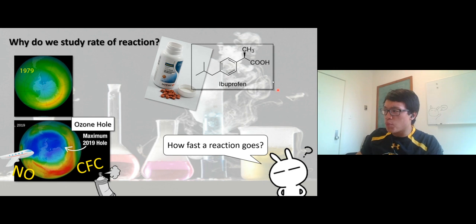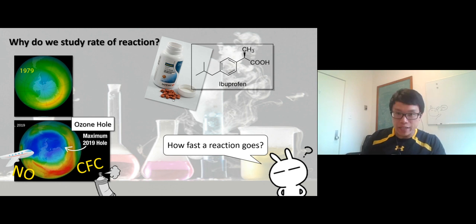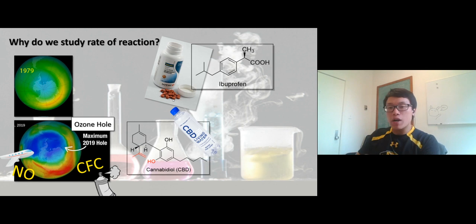I'm sure most of us have taken ibuprofen before. It's an NSAID drug, for pain relief and fever relief. Studying the rate of reaction can tell you how long it takes for ibuprofen to take effect. Like when you take it, how long does it take for you to feel something? By the way, depending on the person, usually about 12 to 14 minutes after you take the medicine you feel the effect of ibuprofen circulating in your blood. It takes some time.